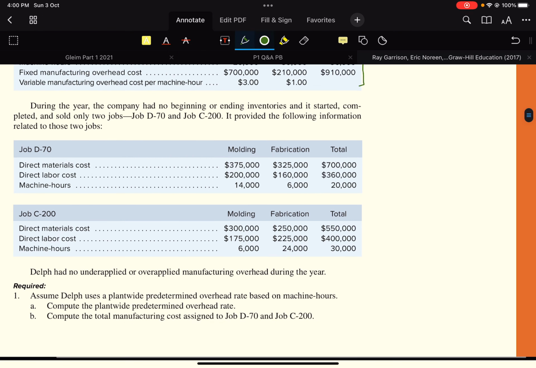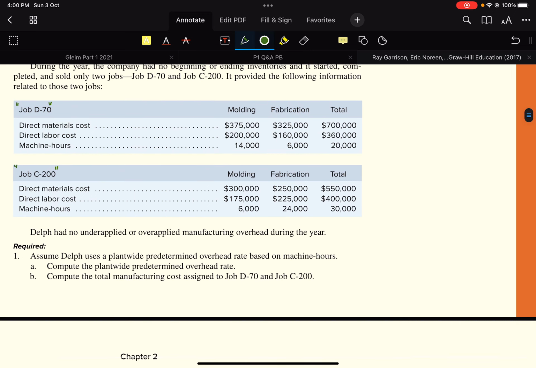During the year these two jobs were done by the company, D70 and C200. There is no under applied and no over applied overhead here. In part 1 they want us to find the plant wide predetermined overhead rate.